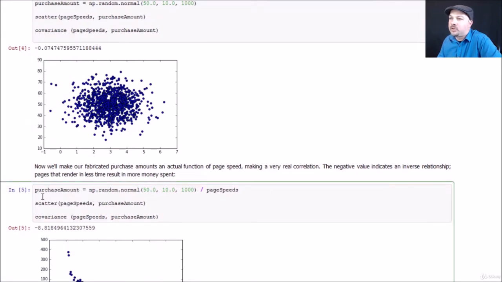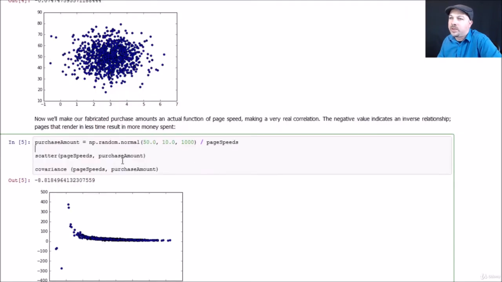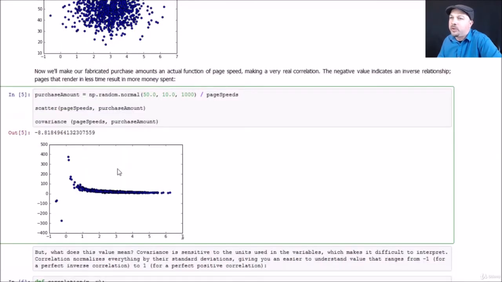Let's actually make the purchase amount a real function of page speed. So we are keeping things a little bit random here, but we are creating a real relationship between these two sets of values. So for a given user, there is a real relationship between the page speeds they encounter and the amount that they spend. And if we plot that out, we can see that there's actually this little curve here where things tend to be tightly aligned. Things get a little bit wonky down near the bottom just because of how random things work out. But if we compute the covariance here, we end up with a much larger value, negative 8.